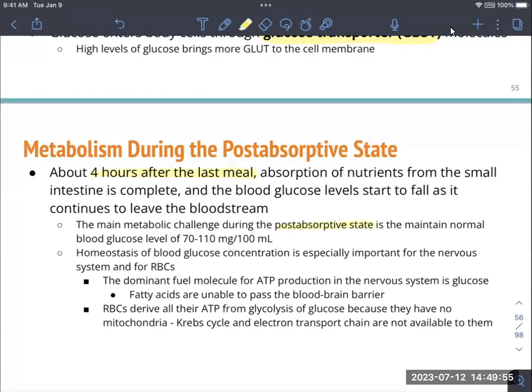So during this post-absorptive state, the normal blood glucose level could be between 70 and 110 milligrams per 100 milliliters. Our blood glucose level stays within this range through different homeostatic mechanisms. Your nervous system primarily uses glucose for energy, because fatty acids can't cross the blood-brain barrier. Red blood cells get all of their ATP from glycolysis of glucose, breaking down that glucose. They have no mitochondria, so the Krebs cycle and the electron transport chain are not an option for them.